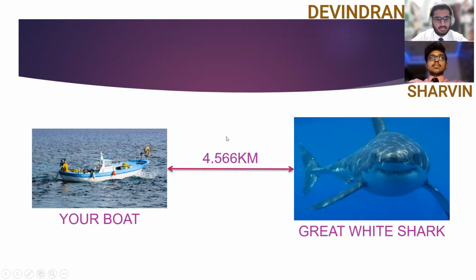Therefore, you have solved the distance between your boat and the great white shark. You now know that your boat and the great white shark are 4.566 kilometers apart from each other.